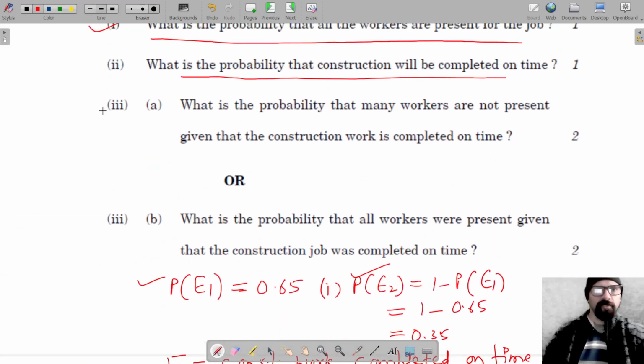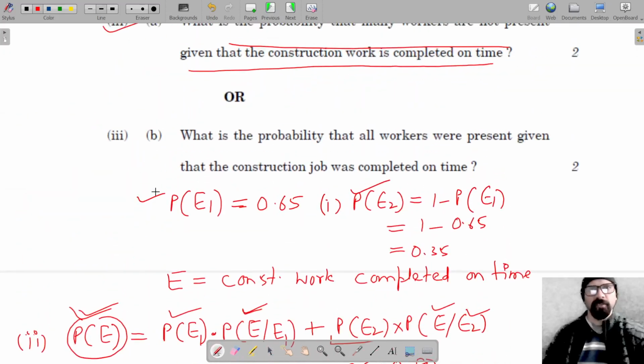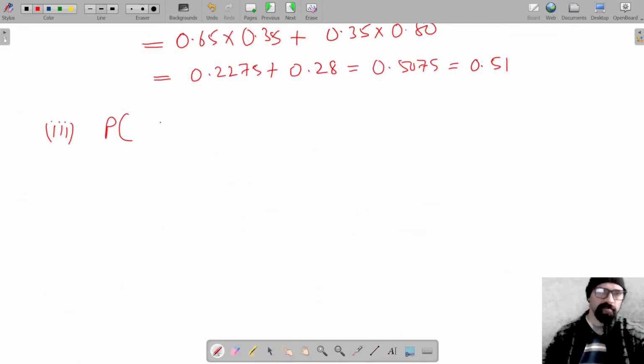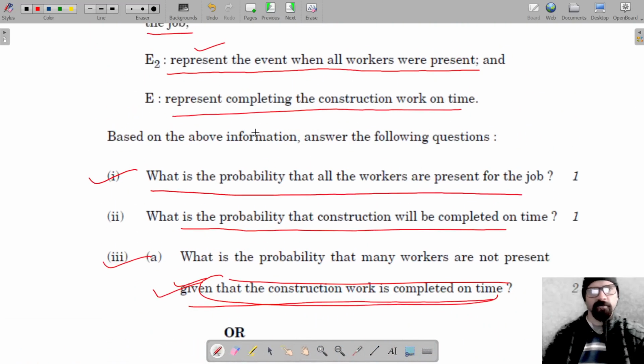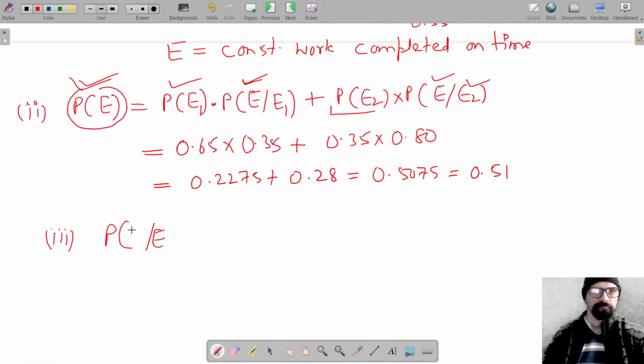Okay, now the third one: what is the probability that many workers were not present, given that the construction work is completed on time? So what is given is that the construction work is completed on time. That means this is the condition. Construction work is completed on time is event E, and many workers are not present is event E1. So we have to find E1 by E.